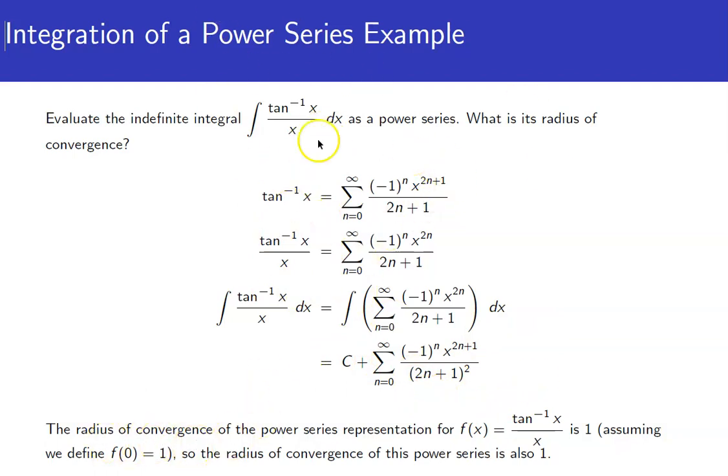The radius of convergence of the original power series was 1. So, again, that was assuming that we define f of 0 equal to 1. That's important, because if we don't have that definition, then that function's not defined. So the radius of convergence is also 1.